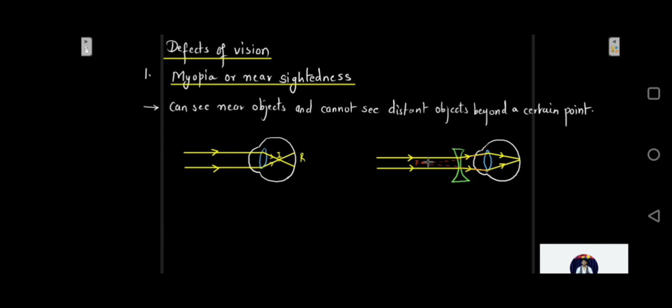Point F. Okay, so they will be converged as if they are coming from this far point, and finally the eye lens forms a clear image on the retina. So the image will be formed on the retina over here, this point I, as shown in the figure.